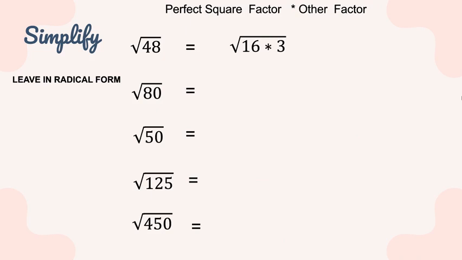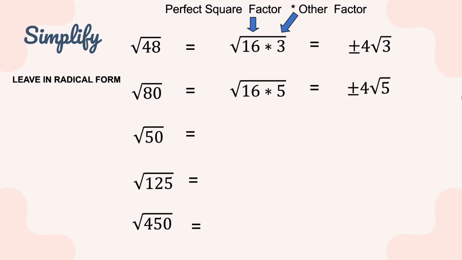So I have the square root of 16 times the square root of 3. So I'm going to simplify that further, and we get plus or minus 4 times the square root of 3. Now we have the square root of 80. Again, 16 goes into 80. The square root of 16 is plus or minus 4. I can't take the square root of 5, so the answer is plus or minus 4 times the square root of 5.